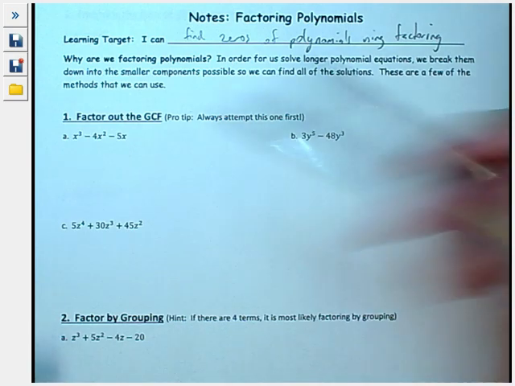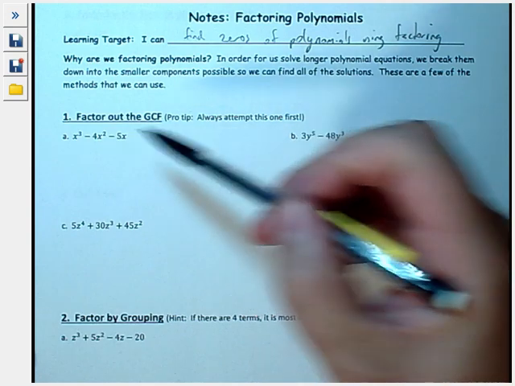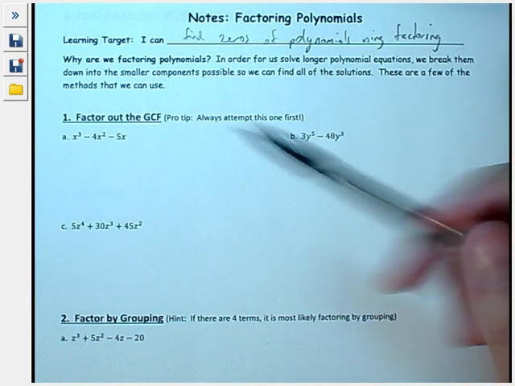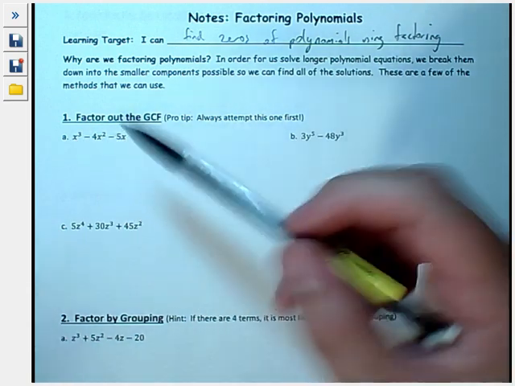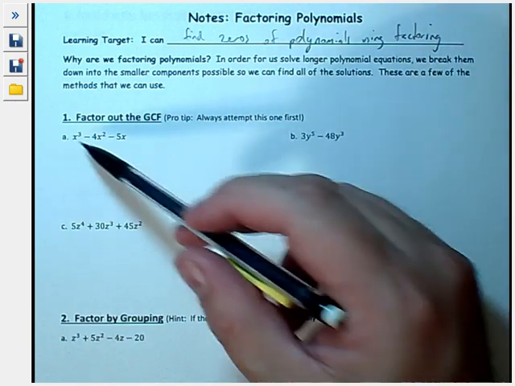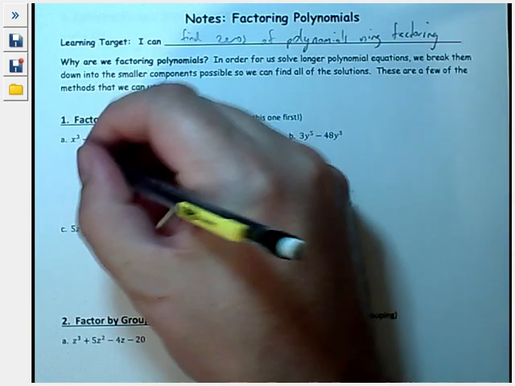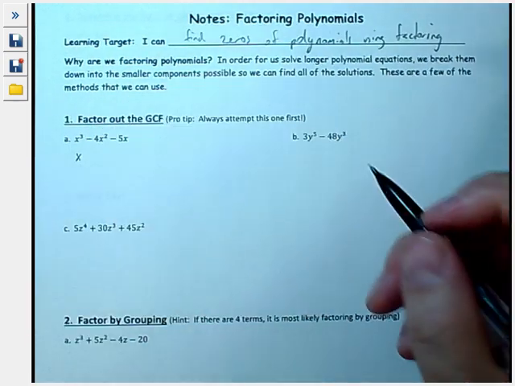If you take a look here, we've got x to the third minus 4x squared minus 5x. Something we're going to look for is whether there is a constant or a variable that's common in all three of these terms. In this case, there is. There is an x that is common between all three of these. So what we'll do is take out an x. When I say take out, I mean we're dividing an x from each term.